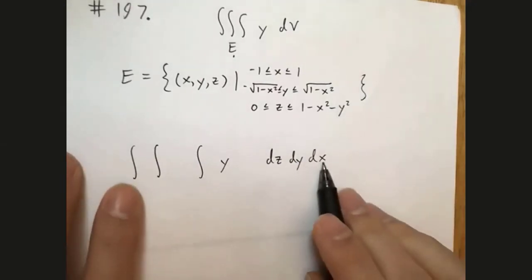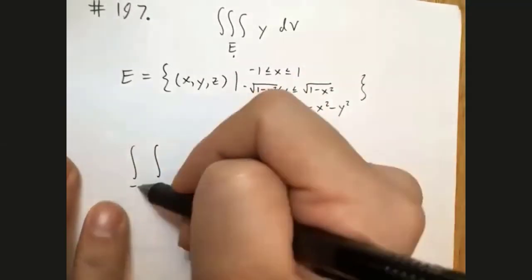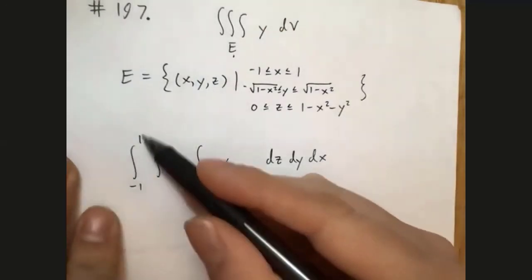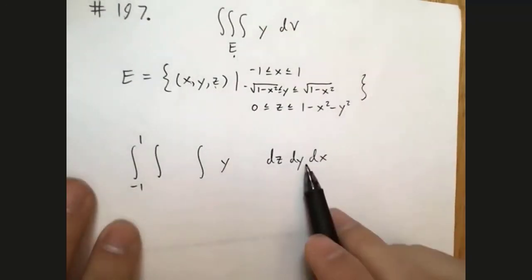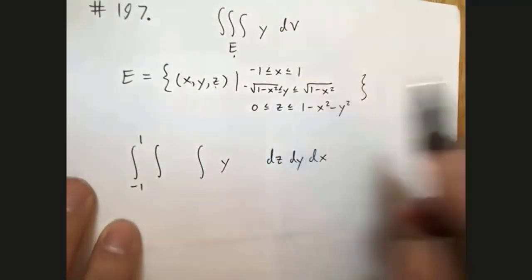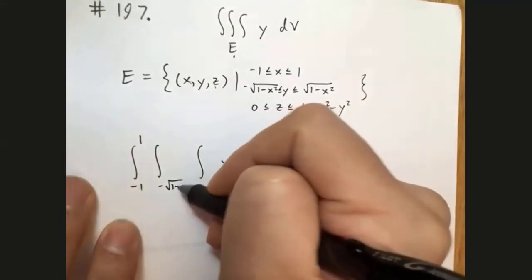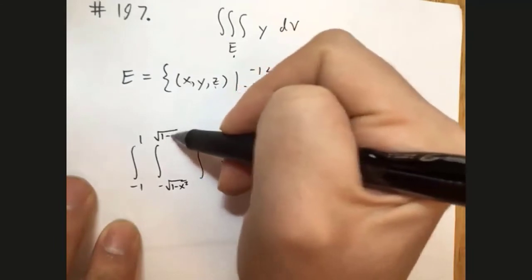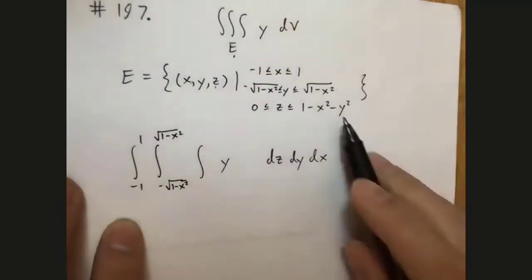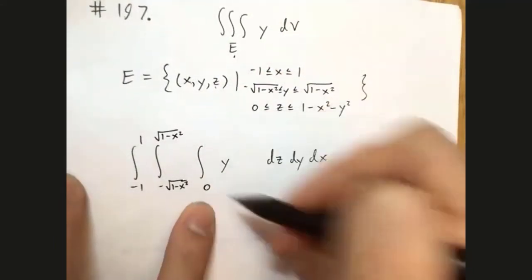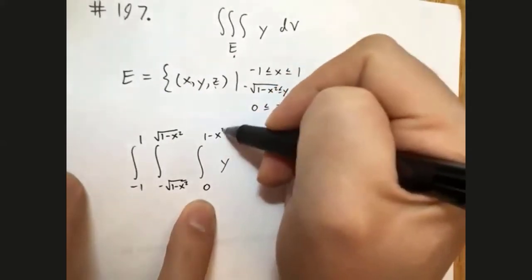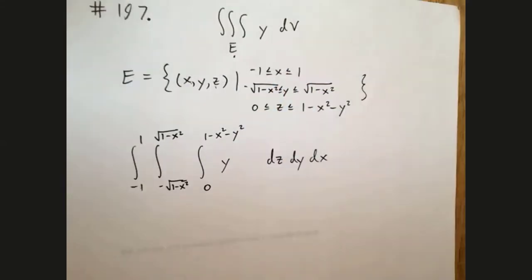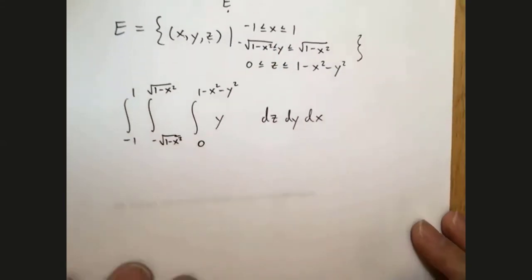Now, what does x range from? Well, x goes from -1 to 1. These should always be numbers out here. Y, what does y range from? Well, it goes from -sqrt(1 - x^2) to positive sqrt(1 - x^2). And what does z go from? It goes from 0 to 1 - x^2 - y^2. And that's how I would set up that integral.